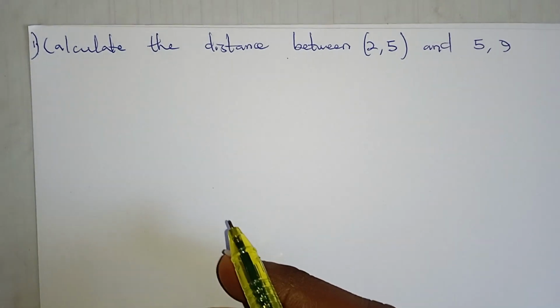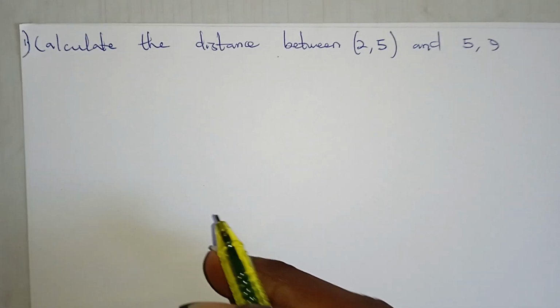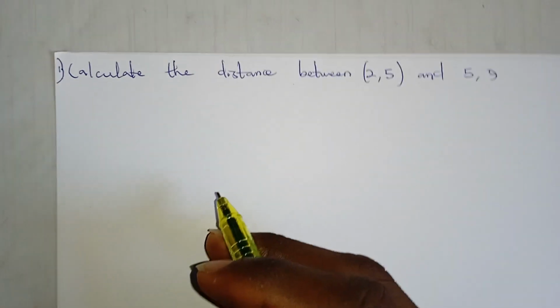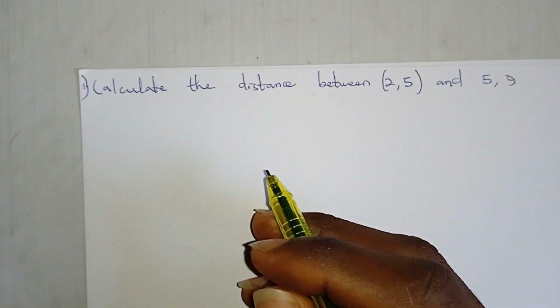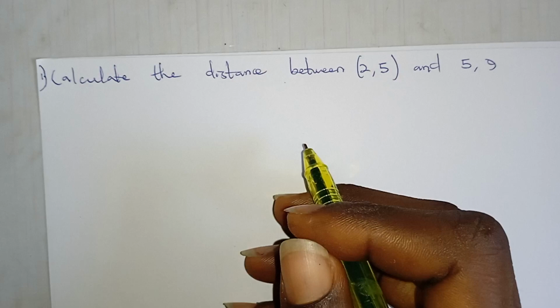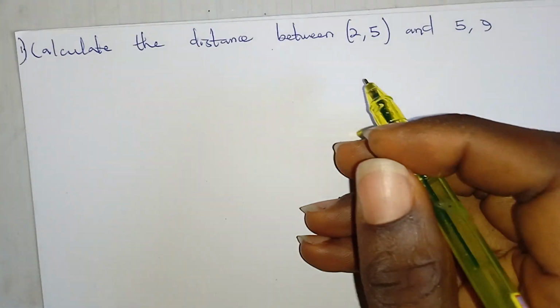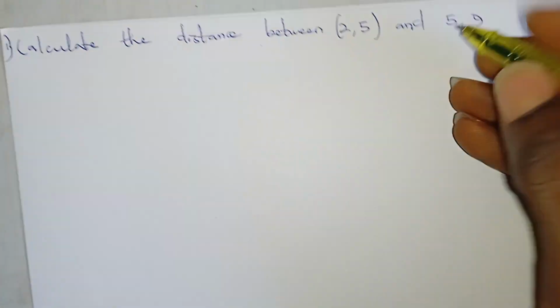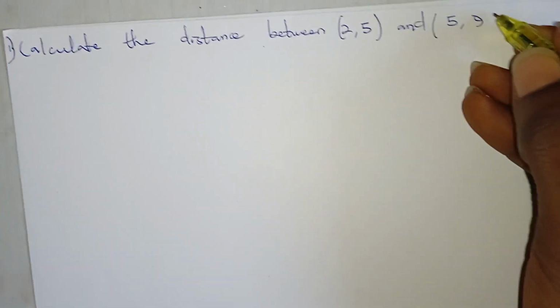So, welcome. Today, Academic Daddy will be teaching you how to go about questions related to vector. Here, I have: calculate the distance between (2, 5) and (5, 9).